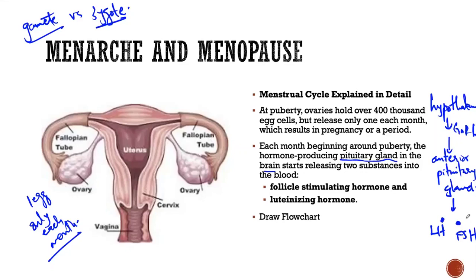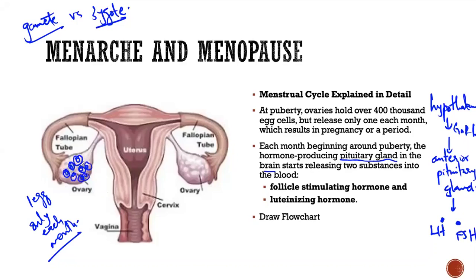Now, once these two substances are released through the blood vessels into the blood, they reach your ovaries. When they reach your ovaries, they encourage the internal cells, which are within these follicles, to grow and mature. So follicles are being stimulated through that hormone. Very clear, right? Follicle stimulating hormone. So it is trying to develop these.